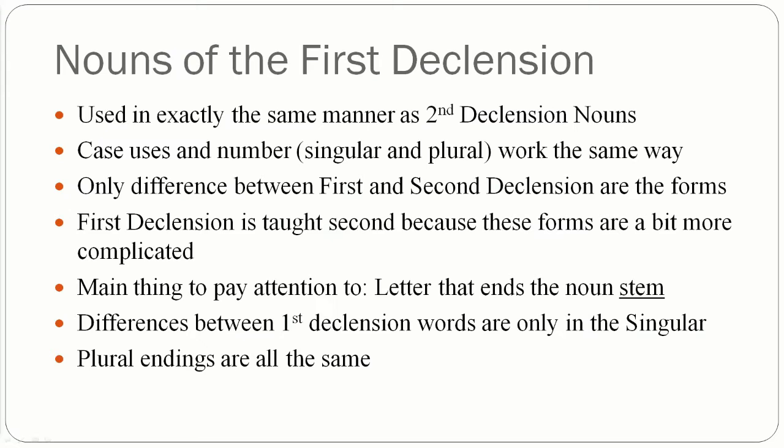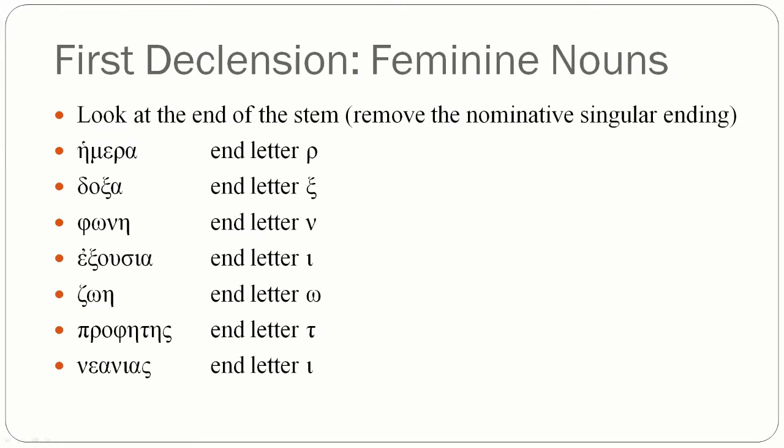Alright, so let's look at some of these words and get some practice in looking at what is the letter that ends the stem. Alright, we'll take a look at some words here. All of these are first declension words, and so have a look at the end of the stem. You're going to remove the nominative singular ending, and in the first number of these words, that will simply entail dropping off the vowel that ends the word.